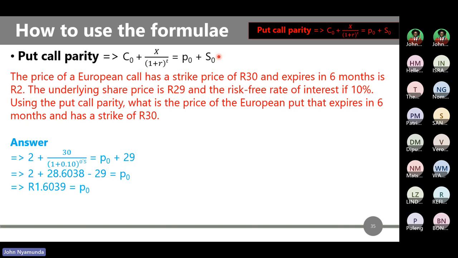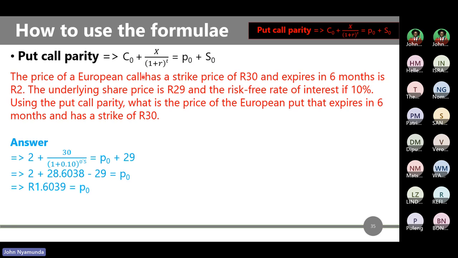So you can memorize this formula. It is like a key to all the put-call parity questions. This formula says the call option price C plus the present value of the strike price is equal to the put option price plus the underlying share price. This formula is a key. So let's use the formula so that you can see how the key works.